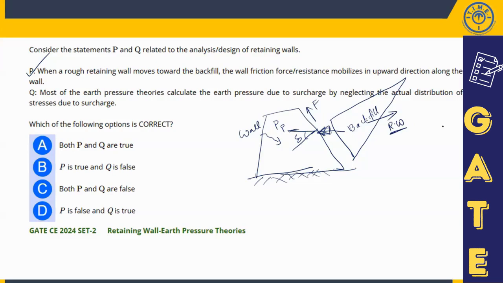Friction is mobilized upwards. And the next thing: most of the earth pressure theories calculate earth pressure due to surcharge by neglecting the actual distribution of stress due to surcharge. Yes, 100%. Earth pressure due to surcharge is assumed to be constant along the depth of the retaining wall, and the actual variation of stress due to surcharge is neglected. So what is told is 100% right. So both P and Q are true. Option A matches our answer.